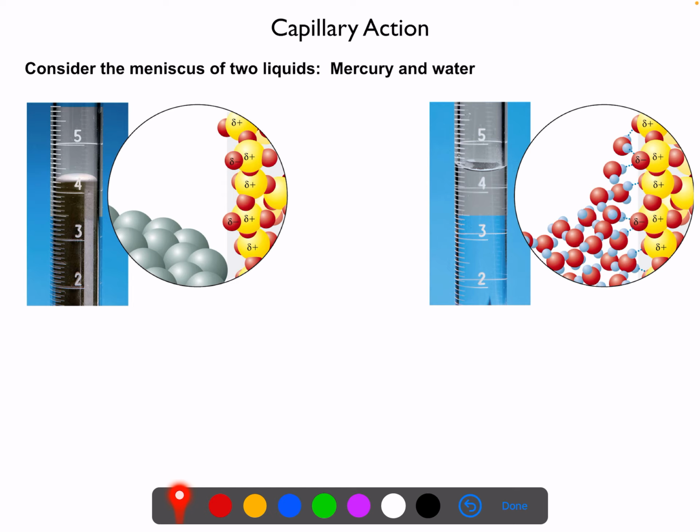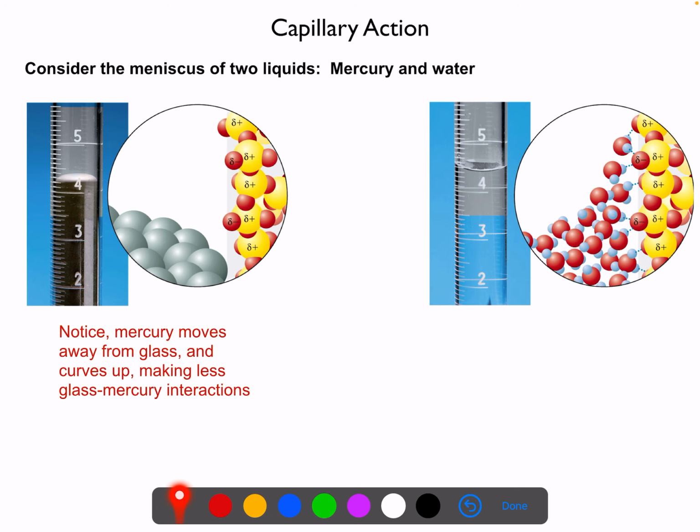The reason for that is the glass is made up of silicon oxides, so a lot of silicon and a lot of oxygens. And those oxygens provide great hydrogen bonding to water molecules. Mercury only has London dispersion forces, and so it can't interact well with the walls of the tube, so the mercury stays stuck to itself and actually avoids the surface of the glass. Water is doing the opposite. So a nice little application of IMFs in our capillary action.